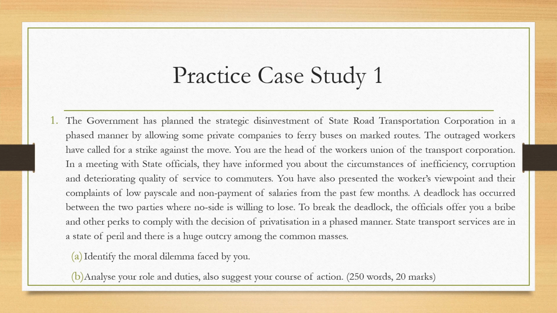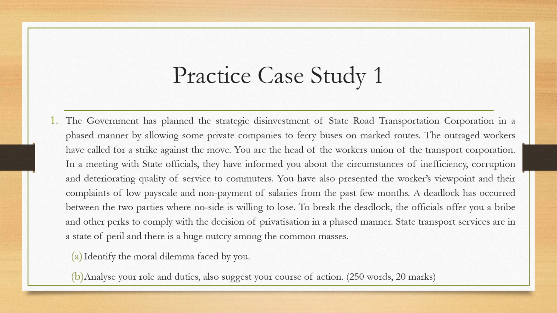The government has planned the strategic disinvestment of State Road Transport Corporation in a phased manner by allowing some private companies to ferry buses on marked routes. The outraged workers have called for a strike against the move. You are the head of the workers' union of the Transport Corporation. In a meeting with state officials, they have informed you about the circumstances of inefficiency, corruption, and deteriorating quality of service to commuters. You have also presented the workers' viewpoint and their complaints of low pay scale and non-payment of salaries from the past few months. A deadlock has occurred between the two parties where no side is willing to lose.